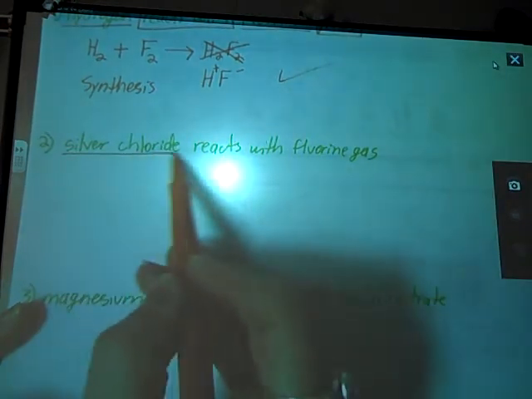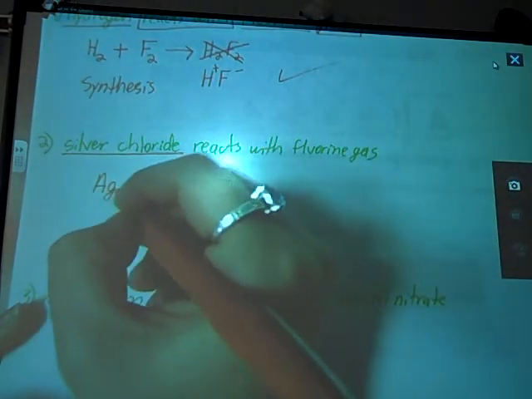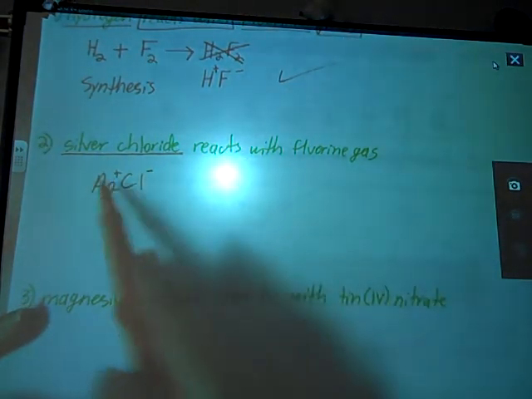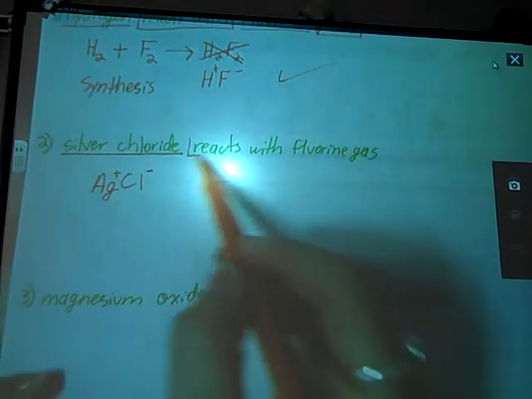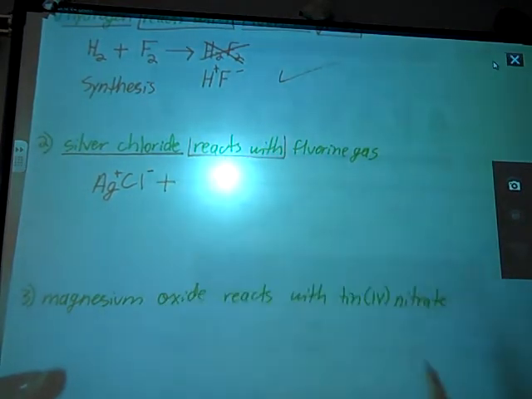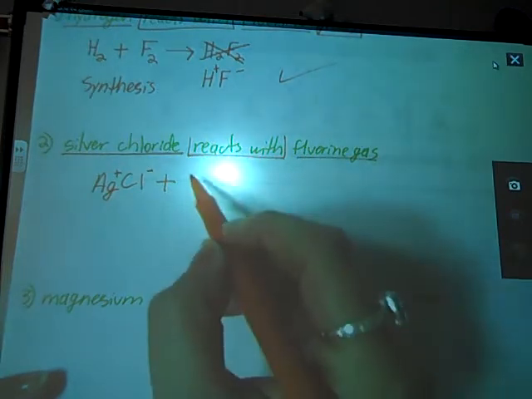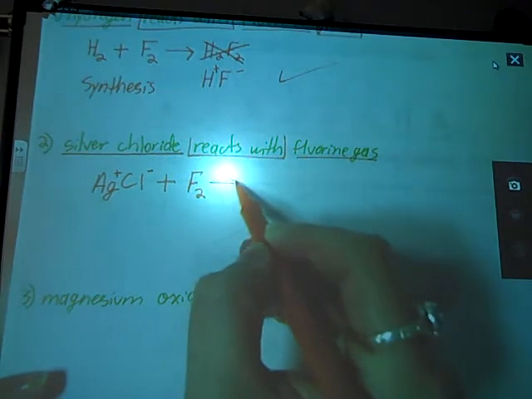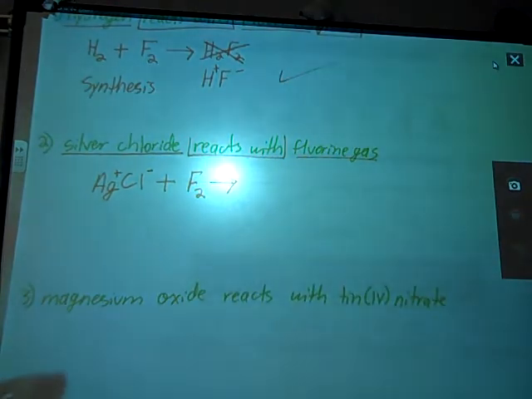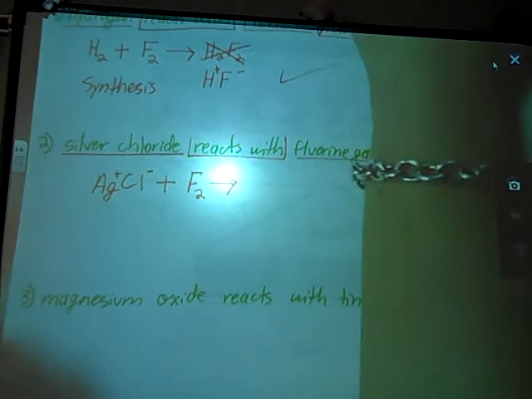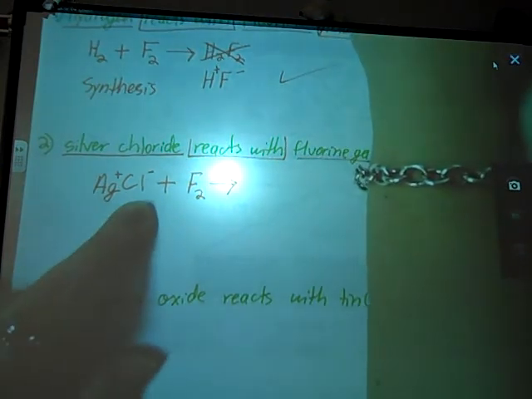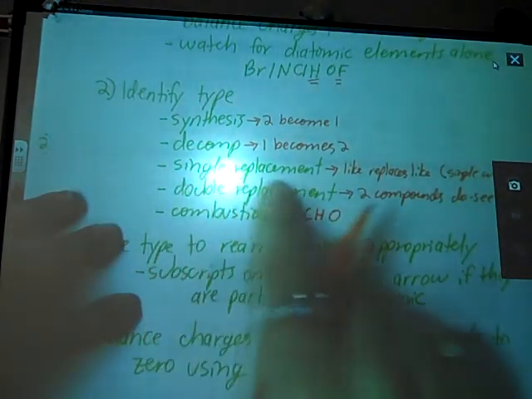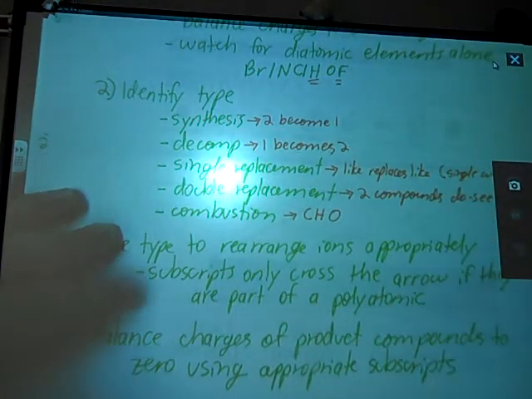Start at the beginning as before. Silver chloride, AgCl. Silver is a +1, chloride is a -1, +1 - 1, check. Reacts with, there's our combination, fluorine gas. The F, whoop, there's that diatomic again. We're going to blend these together to yield. Now we have to come up with our type. I have a compound here, single element here, that is going to be our single replacement, where I have a single thing cutting in.